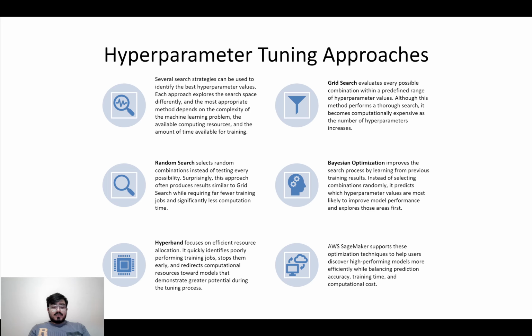The final approach shown in this presentation is Hyperband. Hyperband improves efficiency by quickly identifying poorly performing training jobs. Those jobs are stopped early and available computing resources are redirected toward models that show greater potential. AWS SageMaker supports this optimization technique to help users balance prediction accuracy, training time, and computational cost while building high-performance machine learning models.